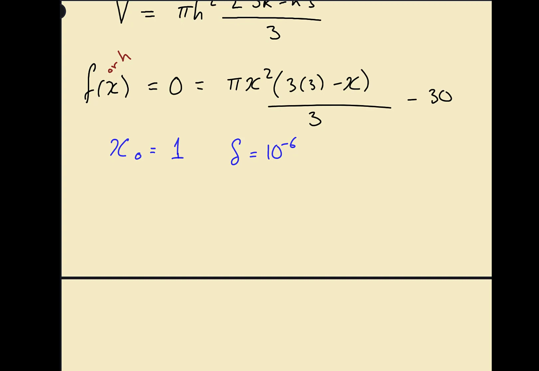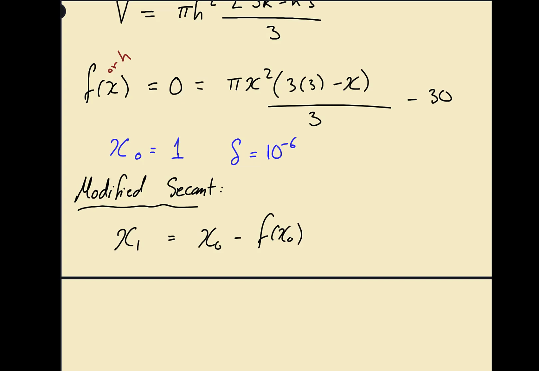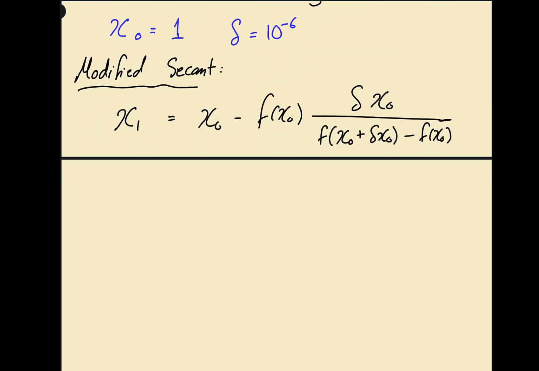The modified secant equation, again, is derived from the Newton-Raphson, where we estimate the derivative. And the function is x1 is equal to x naught minus f of x naught multiplied by delta x naught, over f at x naught plus delta x naught minus f at x naught. So x1 is equal to what now for the first iteration?